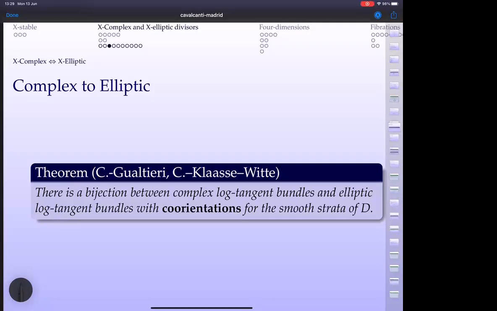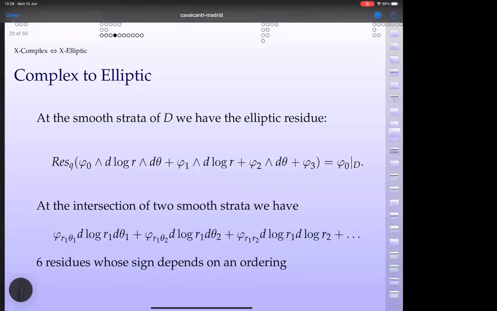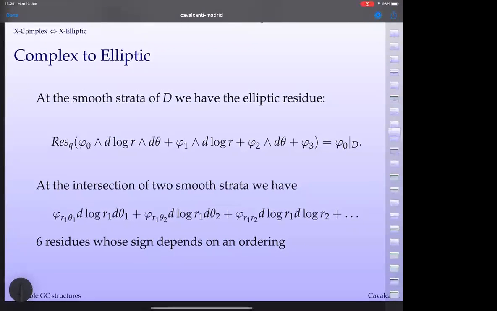It's funny that the further intersections, the lower-dimensional strata, don't contribute to the answer to this question at all. And the next thing is about the symplectic structures. Does every elliptic symplectic structure come from a complex one?